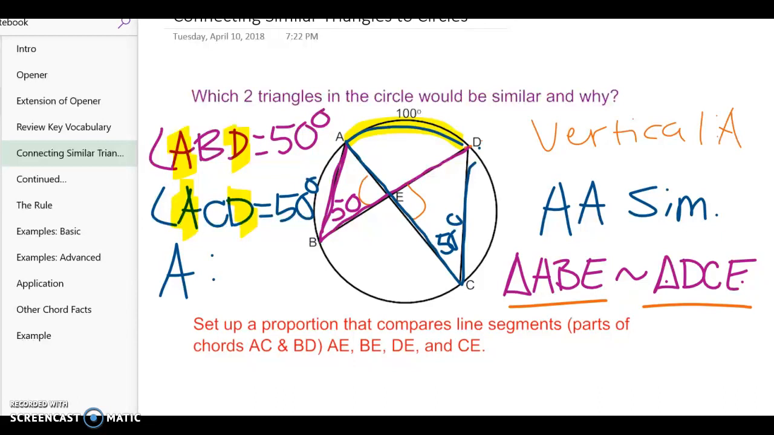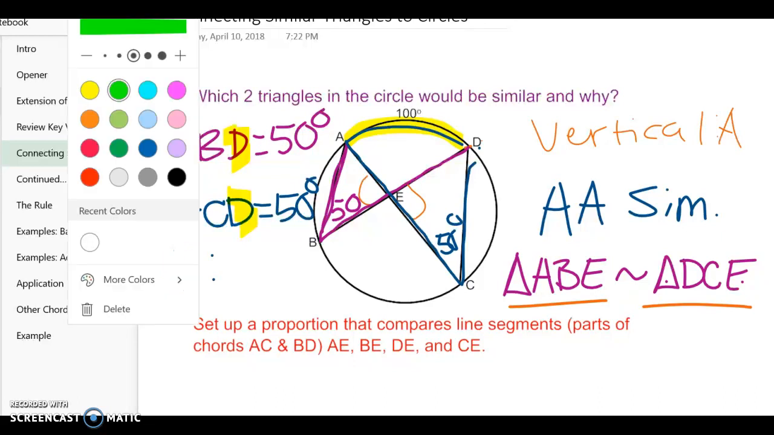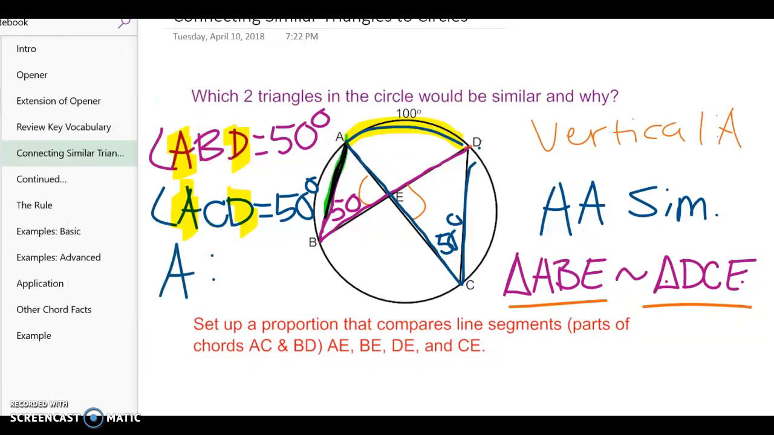So now it's asking, let's set up a proportion that compares the line segments. And let's look at just the parts. So let's just go ahead and set up a proportion for all 3 line segments. What's similar to what? So I'm going to use a green highlighter and let's look at this. So by this, AB. So that means I'm going to highlight AB. AB is similar to the first 2 letters here, which is DC.